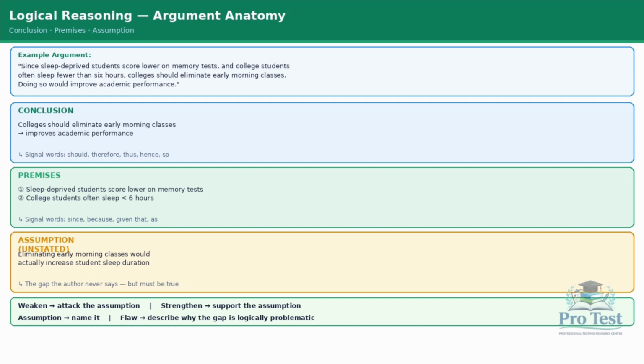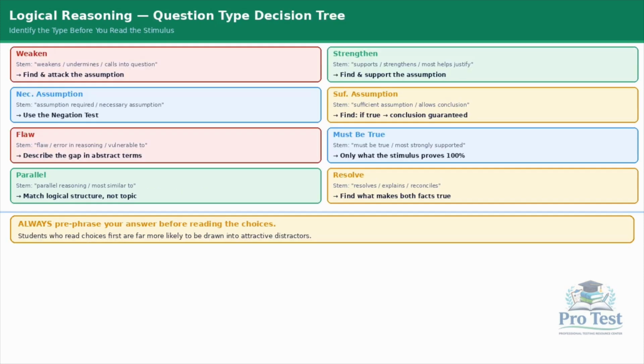Weaken questions attack the assumption. Strengthen questions support the assumption. Assumption questions ask you to name it. Flaw questions ask you to describe why the gap is problematic. Use this decision tree every time you read a logical reasoning stem.